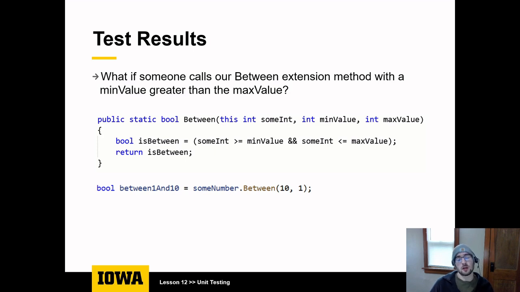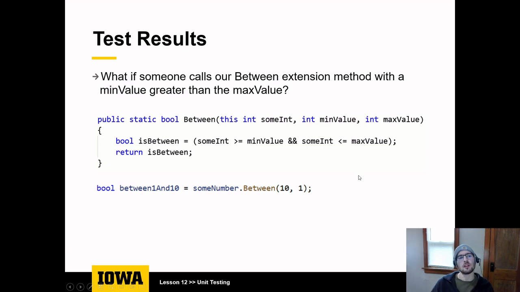Okay, there's one more situation we'll want to think about both as programmers and as unit testers, which we'll illustrate with this between method example. Say we have our between method from the previous lesson, and someone called it with the larger value passed in as the min value and the smaller value passed in as the max value. You can see the logic we have here will not work if these are flipped.